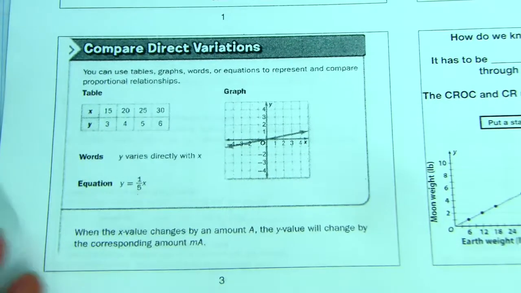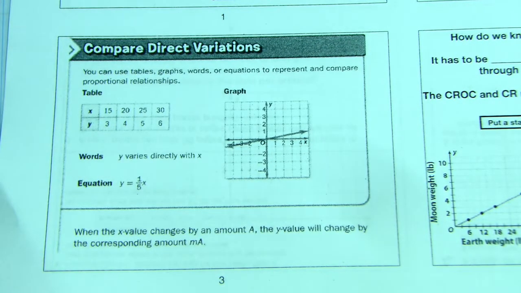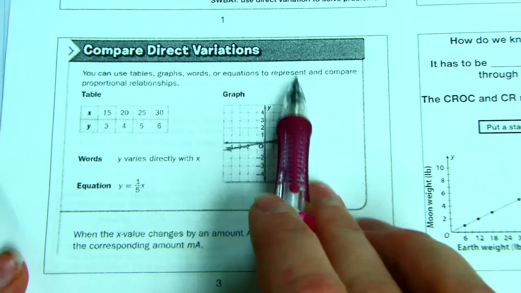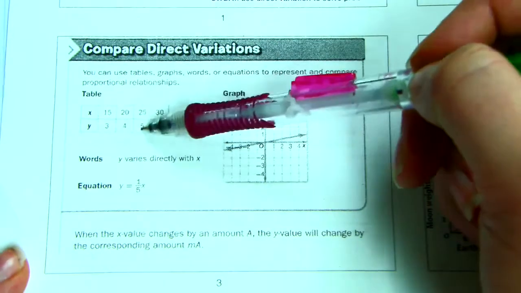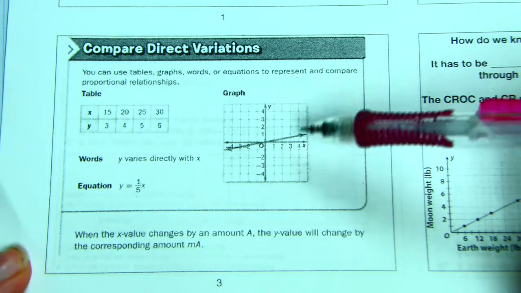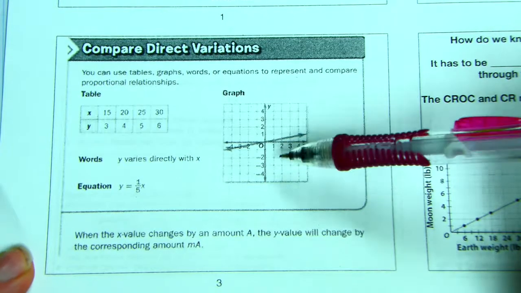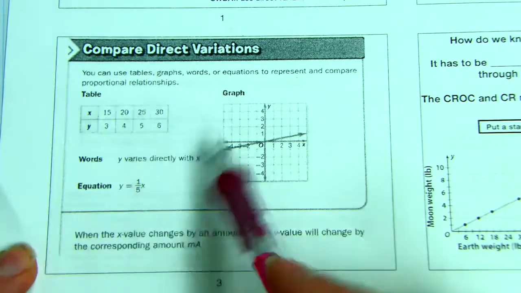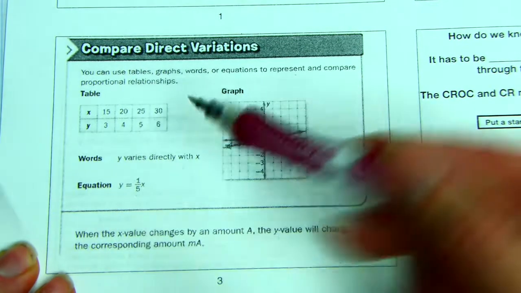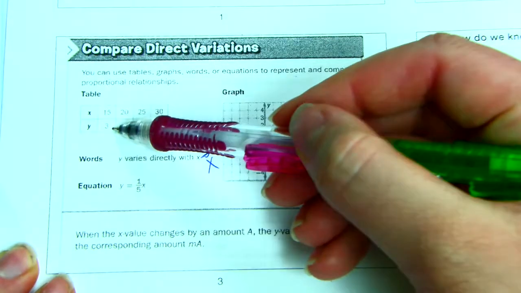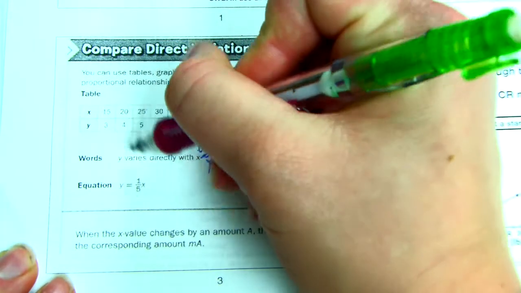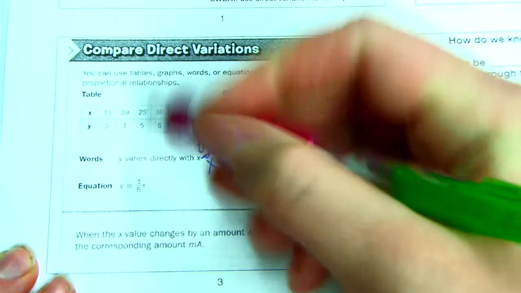So to find what we call a direct variation, something that's proportional, a line through the origin and a straight line, you can use tables, graphs, words, or equations to represent and compare them. So this one, they gave us some information. And actually, I think this is the same data. So we would go y over x. Y varies directly with x, so y over x. And this is 3 over 15, 4 over 20, 5 over 25, 6 over 30, which would always simplify to 1/5, which is where they're getting that.